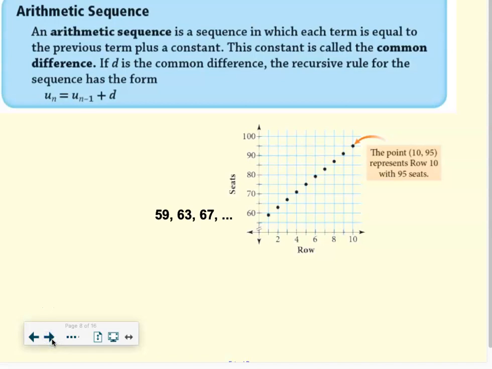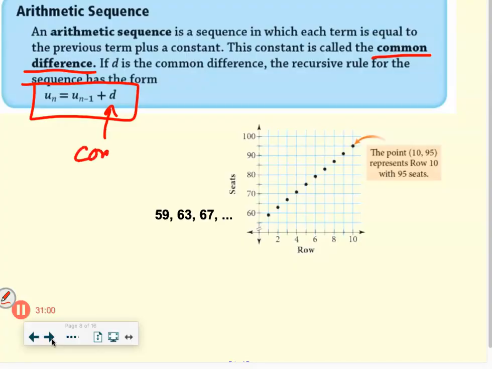So, an arithmetic sequence is one with something called the common difference. And so here's our general term for an arithmetic sequence: u sub n equals u sub n minus 1 plus d. D is called the common difference. How do you find the common difference? Just take any term and subtract the term before it.